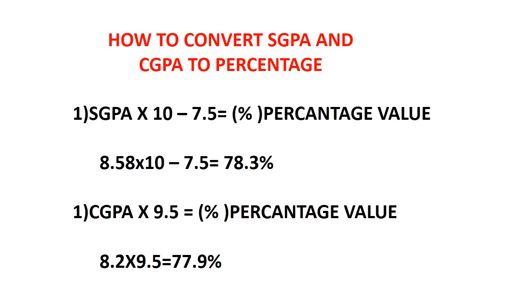Here, in the previous problem, we got SGPA as 8.5. 8.5 into 10 minus 7.5, you will get 78.3%. This is the percentage value. Similarly, the CGPA we got in the previous case was 8.2. If you multiply CGPA by 9.5, you get the percentage value, which is 77.9%. This is the CGPA of that particular candidate XYZ. So this is the way to calculate SGPA, CGPA, and convert SGPA and CGPA to percentage value.